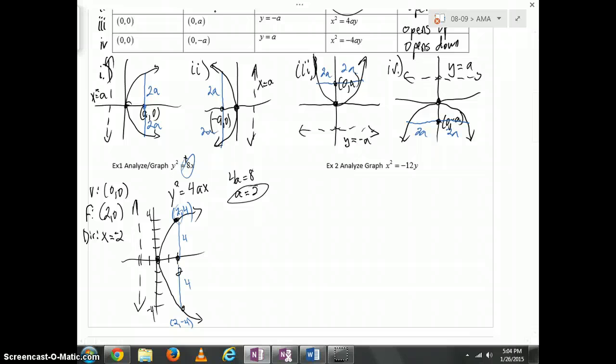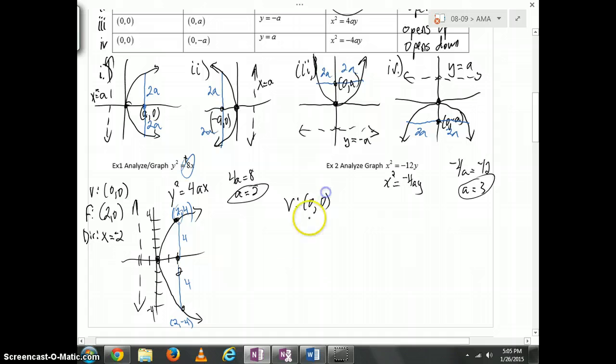Take a look at example 2. x squared equals negative 12y. And just want to point out this is a parabola that must open down. If negative 4a is equal to negative 12, you could say very quickly that a would have to equal 3. This a value, 3, is the distance that your vertex will be from your focus and also from your directrix.